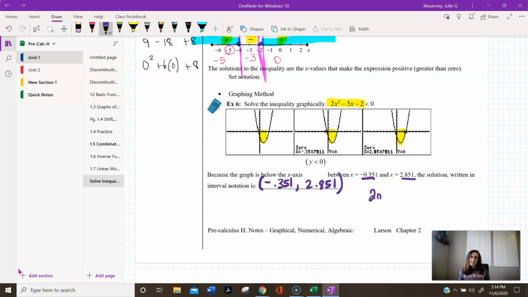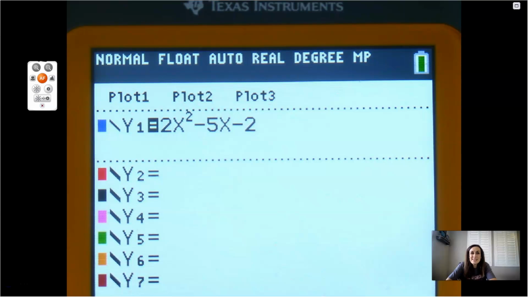If you want to calculate those zeros on the graphing calculator after you graph it, you would go to second, and then you would go to trace, which is the calc key, second calculate. And then when you calculate the zeros, you're going to get these two as your answer. So here is how you can do this problem on the graphing calculator. I typed in 2x squared subtract 5x subtract 2 under y equals.